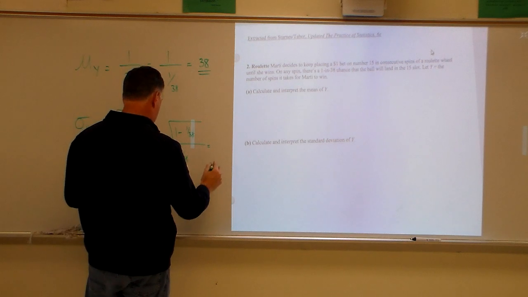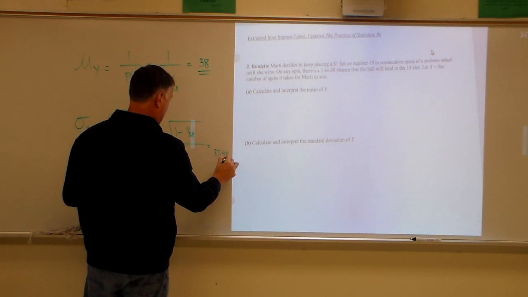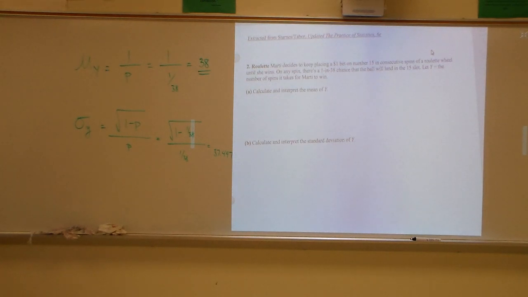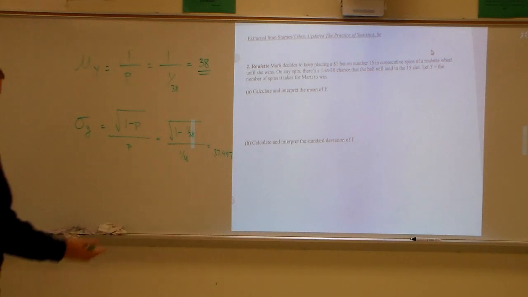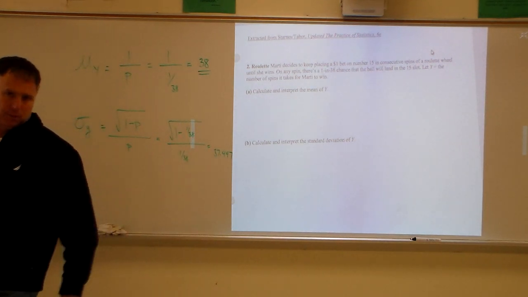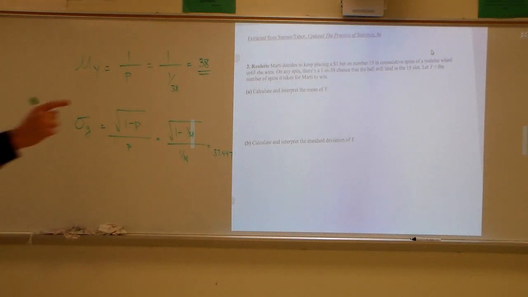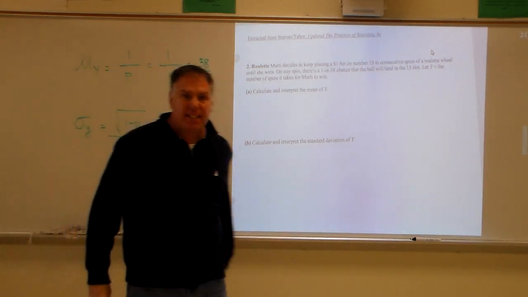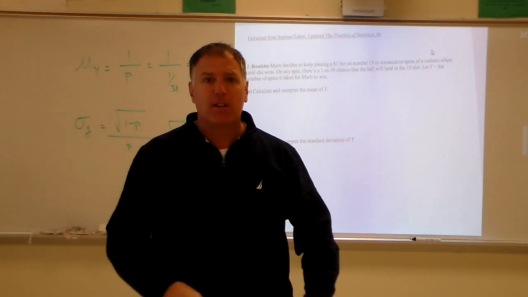Doing that math out, you should get 37.497. We have to interpret that. So if you play many, many games, the number of games it will take for the ball to land in the 15 spot will vary by 37.497 games from the mean, which was 38. And that is section 6.3.